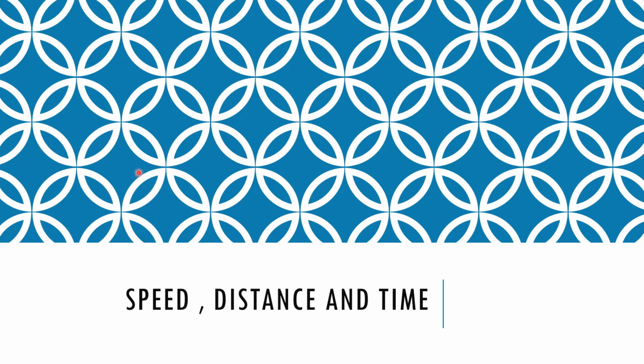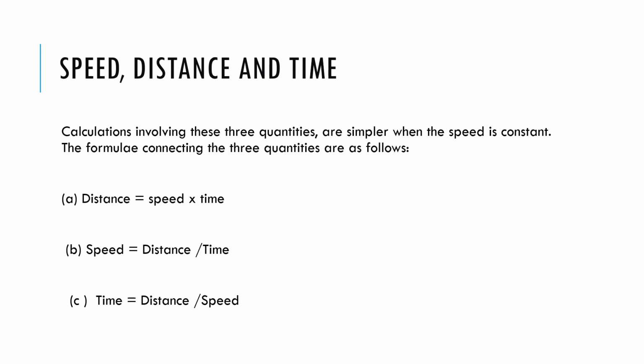In this video, we are going to discuss speed, distance and time. Calculations involving these three quantities are simpler when the speed is constant. The formulae connecting the three quantities are as follows. Distance is equal to speed into time. Speed is equal to distance over time. And time is equal to distance over speed.